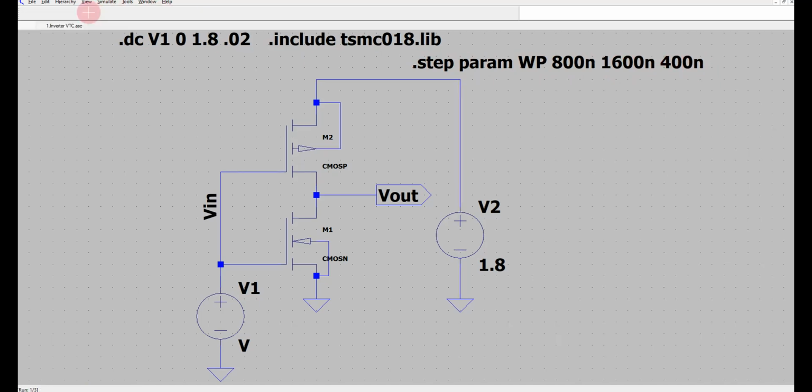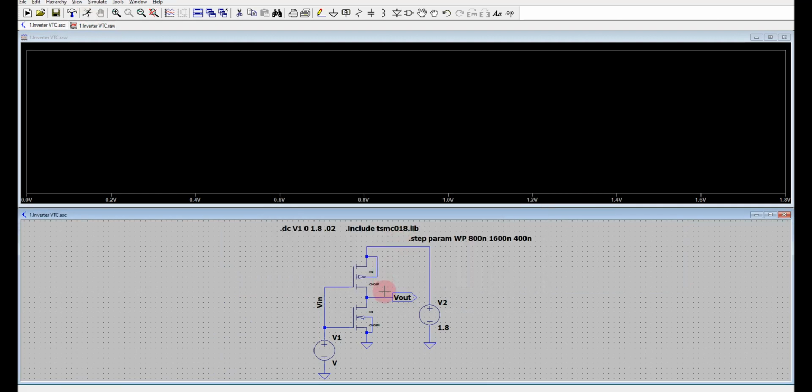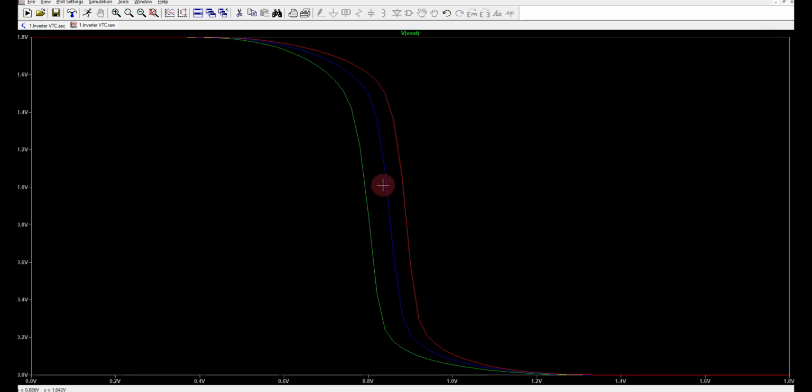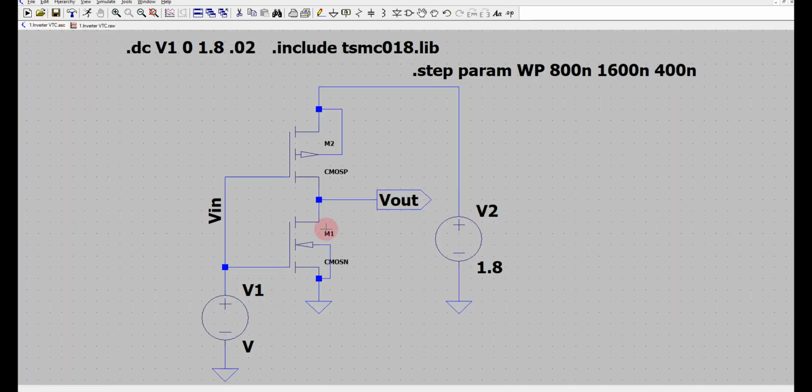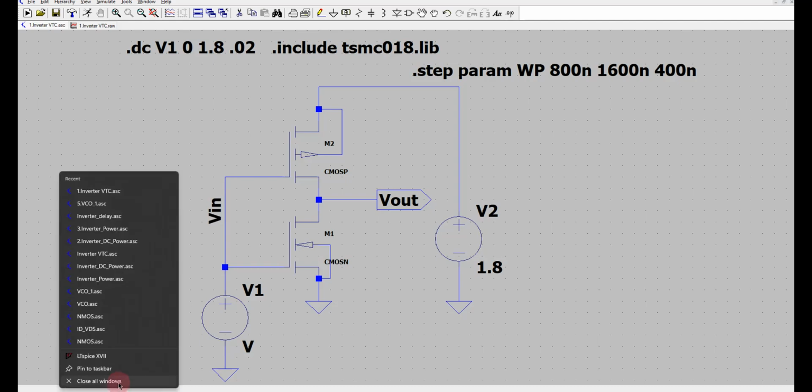Now if I run the simulation and plot, I get these for 3 different values of WP. This is for the first value. As I keep increasing WP, it is moving towards the right. For 2.5 I am getting something almost symmetrical, and for other values it is shifting towards the right or left. So this is the VTC curve which we get for an inverter. There are other simulations also which we need to do.